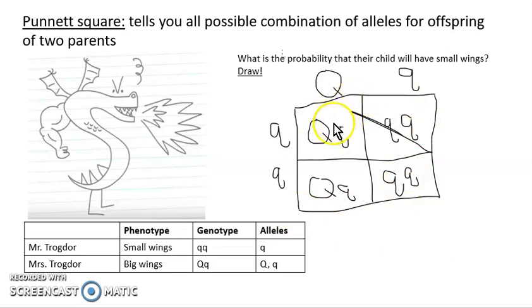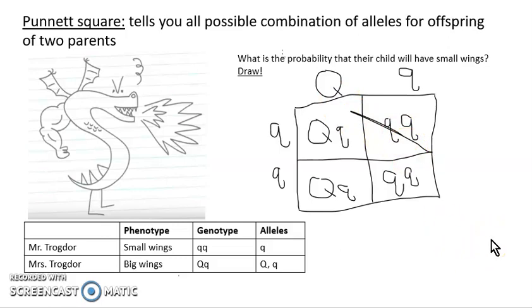The genotypes in these squares tell us all the possible genotypes that a baby Trogdor could have. So our possible genotypes are big Q, little q, and little q, little q. So the chance of a baby Trogdor from these two parents having small wings is 2 in 4, because this one would have small wings because it has the recessive genotype, just like Mr. Trogdor. This one would have small wings as well. So that's 2 out of 4: 1, 2, 3, 4. And that's a 50% chance.